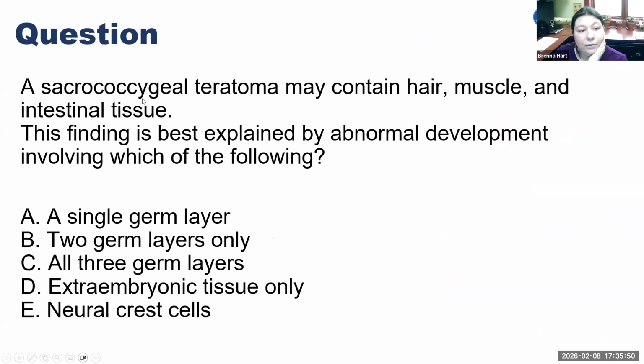So, a sacrococcygeal teratoma may contain hair, muscle, and intestinal tissue. This finding is best explained by abnormal development involving which of the following? All right. You are doing great. It is all three layers. So the hair would be the ectoderm, muscle mesoderm, and intestinal tissue, endoderm.